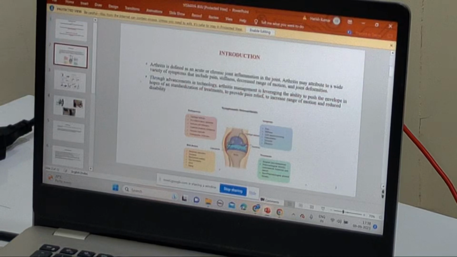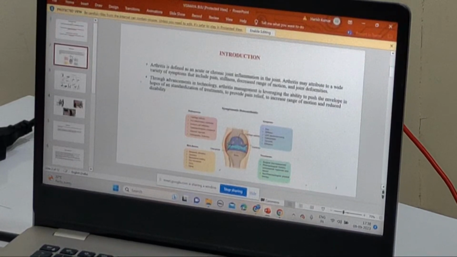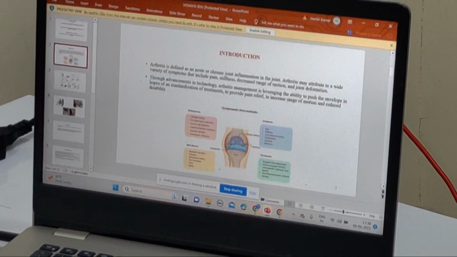And here we go with the introduction. Arthritis is defined as an acute or chronic inflammation in the joint. Arthritis may attribute to a wide variety of symptoms that include pain, stiffness, decreased range of motion, and joint deformities. Through advancements in technology, arthritis management is leveraging the ability to push the envelope in hopes of a standardization of treatments to provide pain relief, to increase range of motion and reduce disabilities.